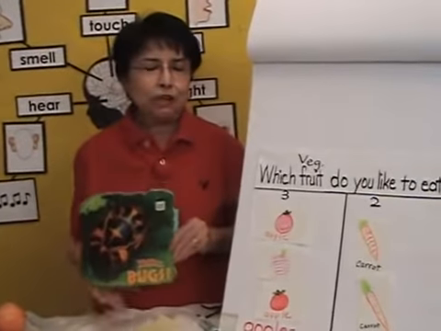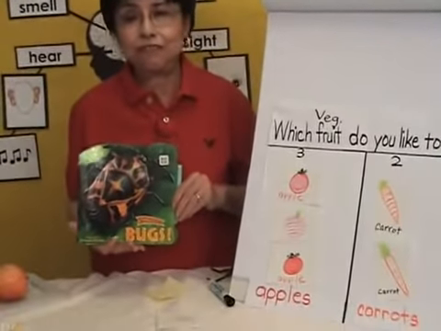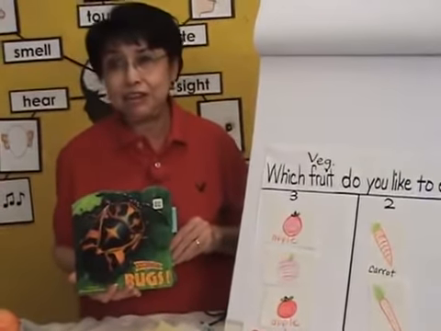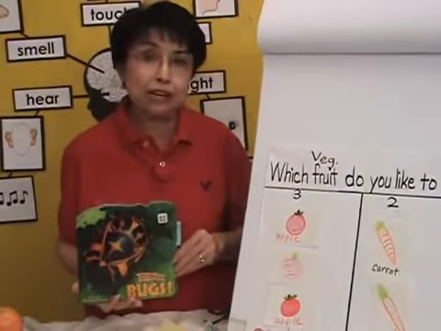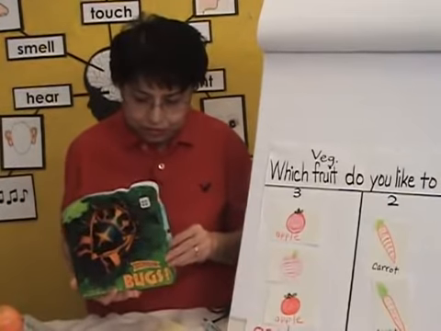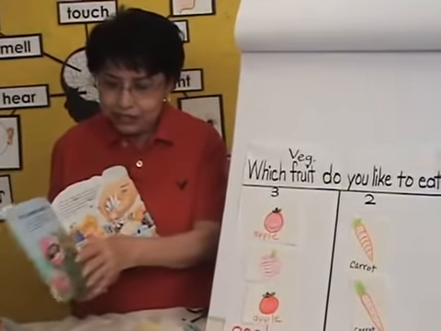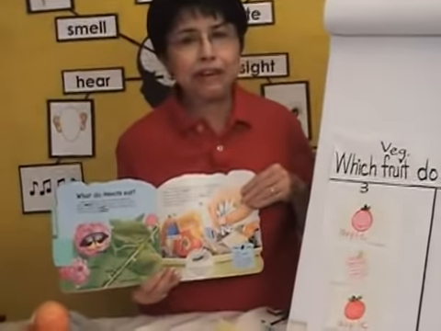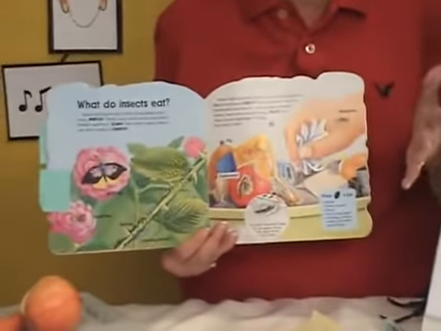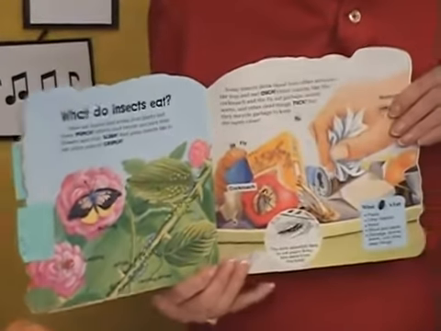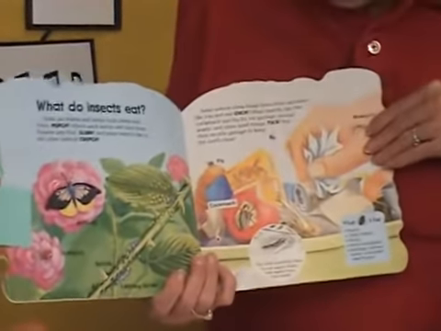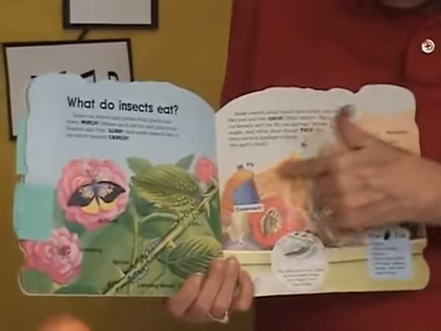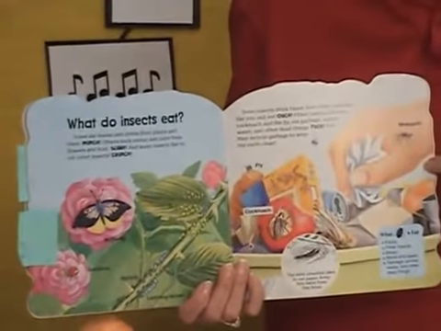Now I like this book because it has a lot of information about all the different areas and topics that we've been studying about insects. On this particular one, let's look and see what insects like to eat. Oh, they like to eat flowers. Do you like to eat flowers, children? No, they don't eat flowers. But insects also like to eat cereal.